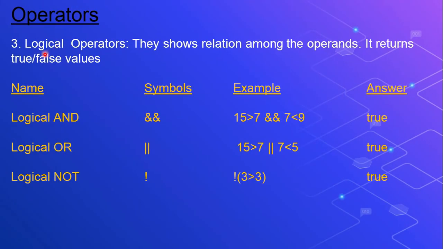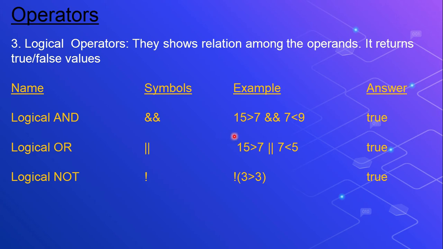The last operator type is logical operators. They show the relation among the operands. It returns a true or false value. Logical AND, OR, NOT. These were the symbols that you used in QBasic. But here in Java, the symbols are different. For logical AND, this is the symbol used. For logical OR, this is the symbol used. For logical NOT, this is the symbol used.